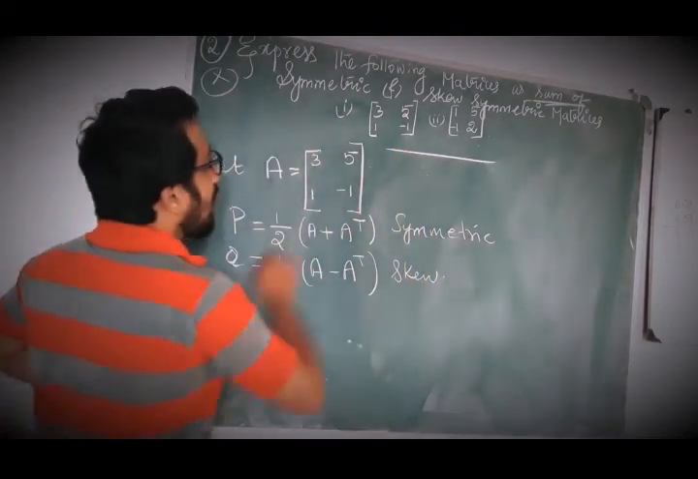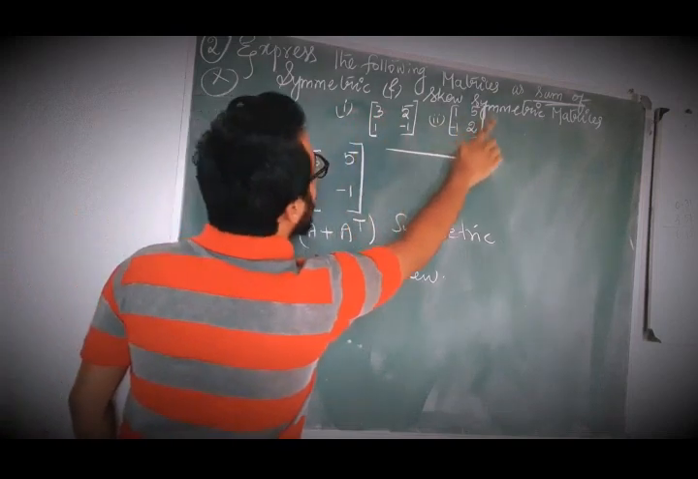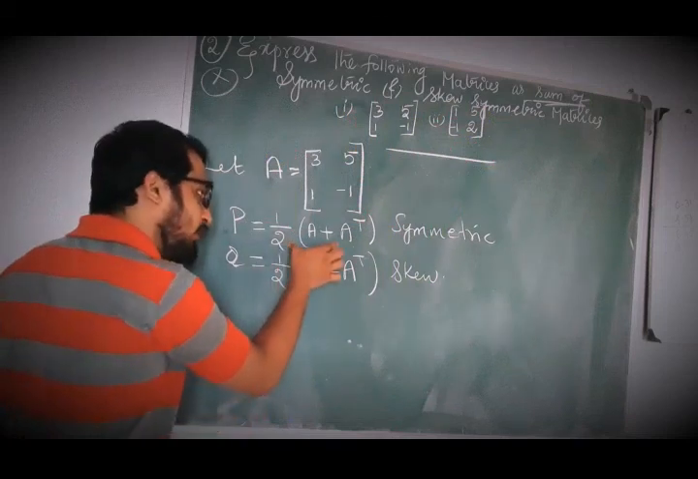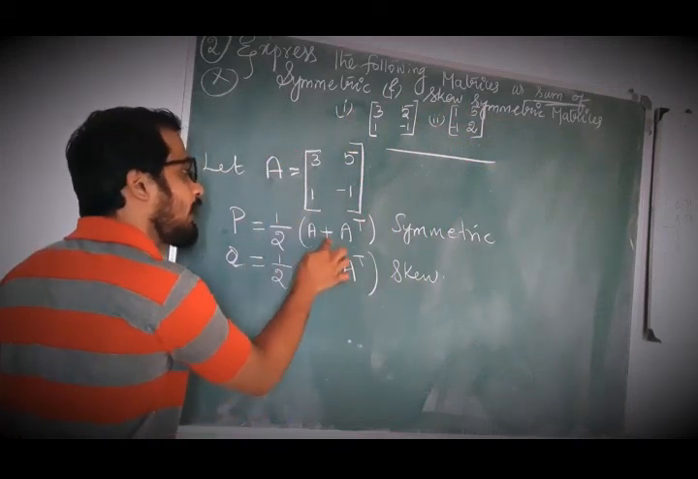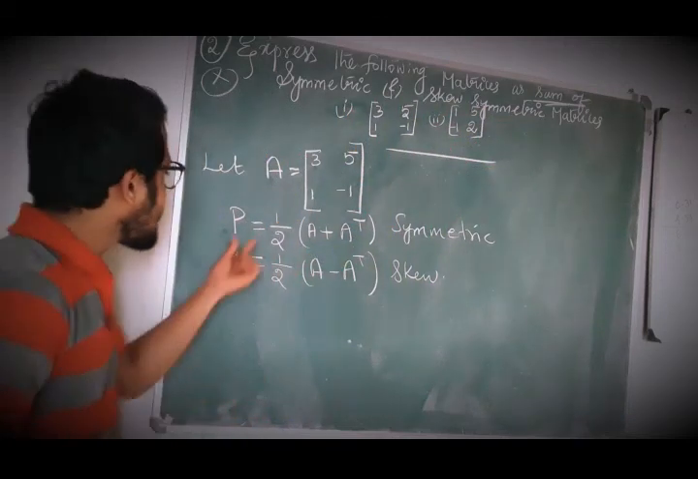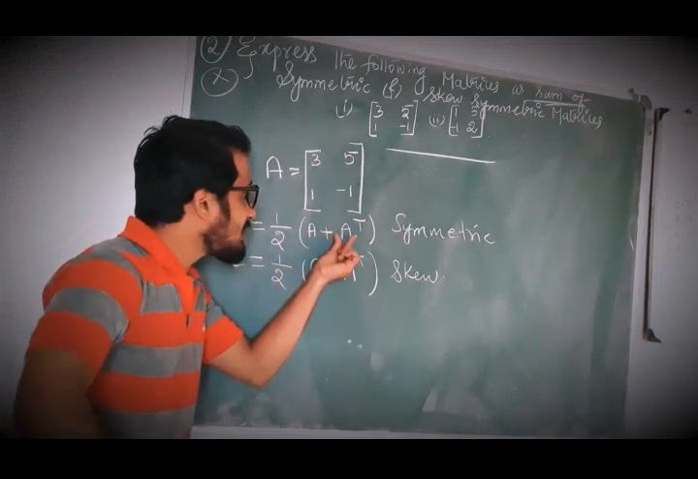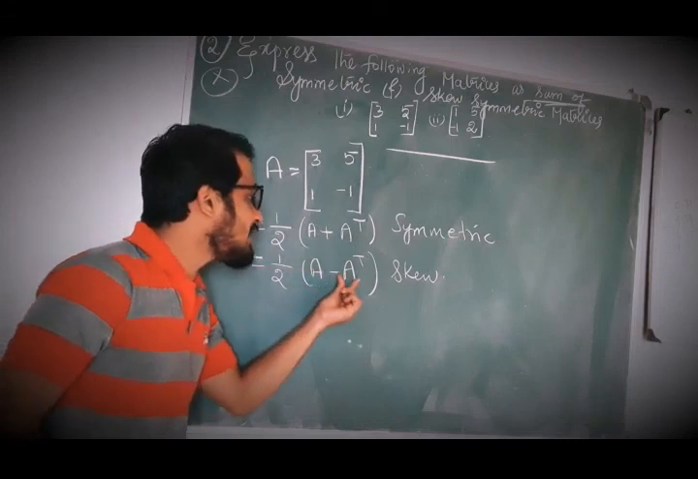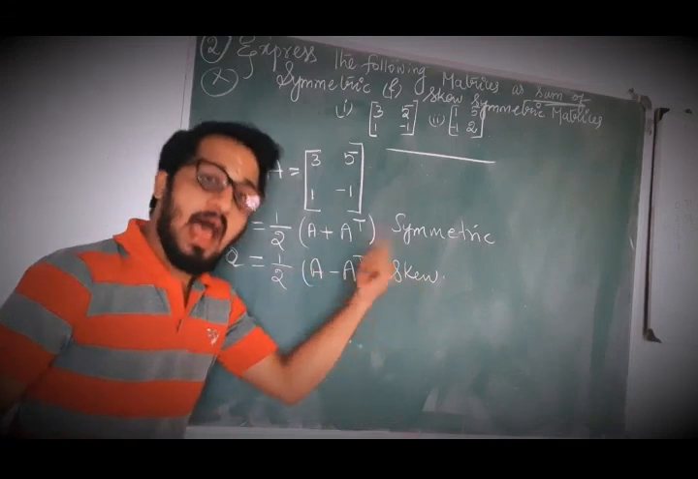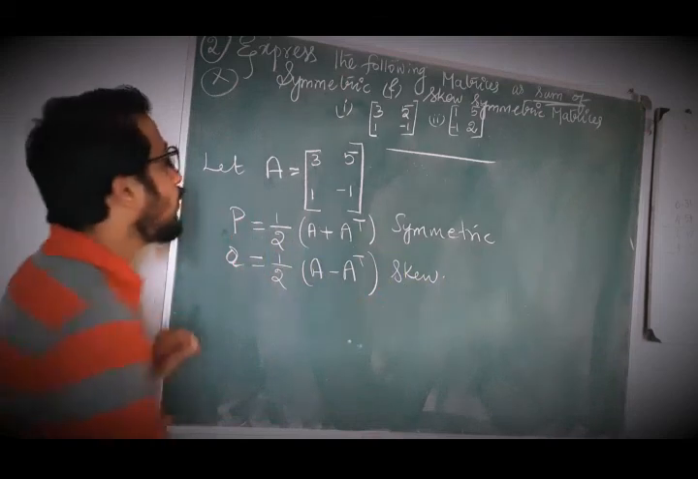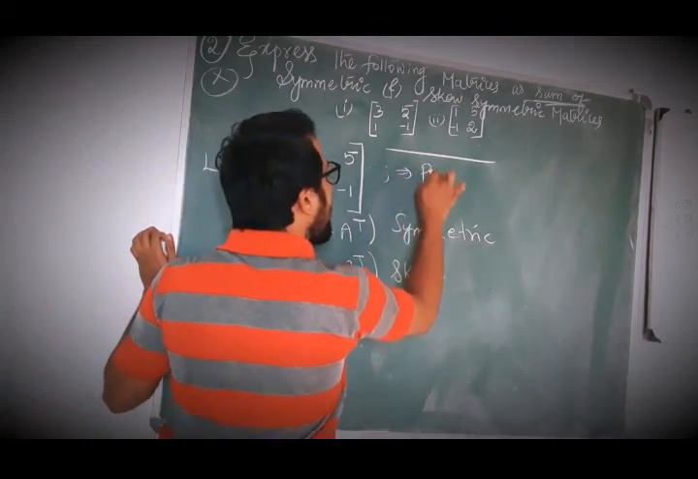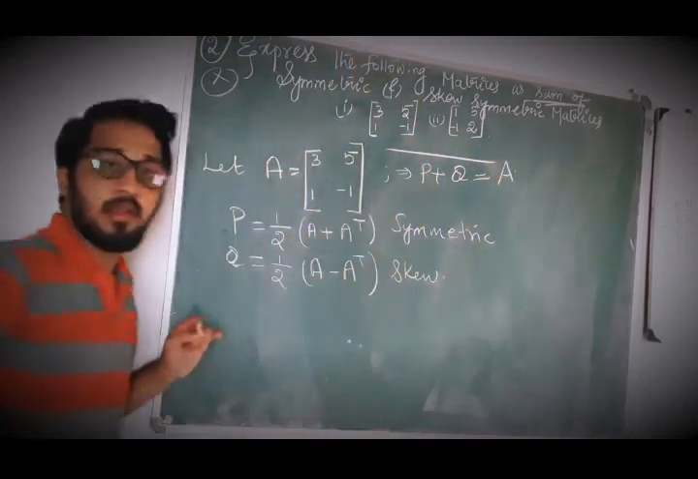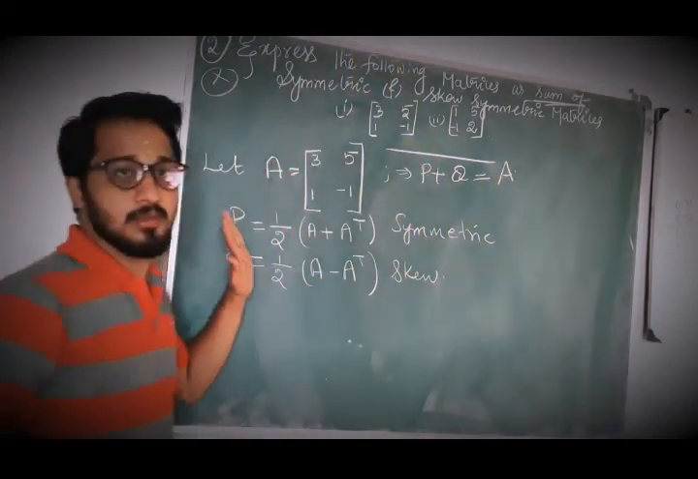Listen here. Whenever they are asking for the sum of symmetric and skew symmetric, to find the symmetric you have to write P is equal to half into A plus A transpose. Half into A plus A transpose, you will get symmetric. Half into A minus A transpose, you will get skew symmetric. After finding P and Q, you should get P plus Q is equal to the same matrix, that is nothing but A. That is our task. Is it clear?